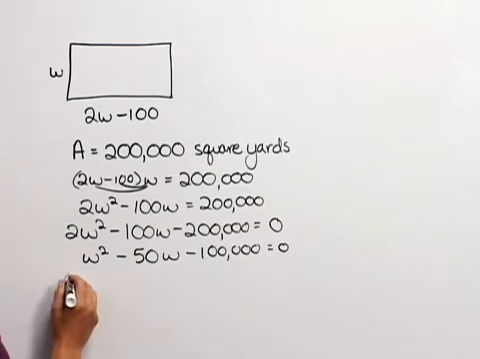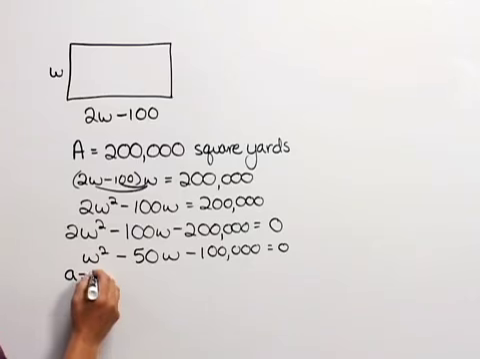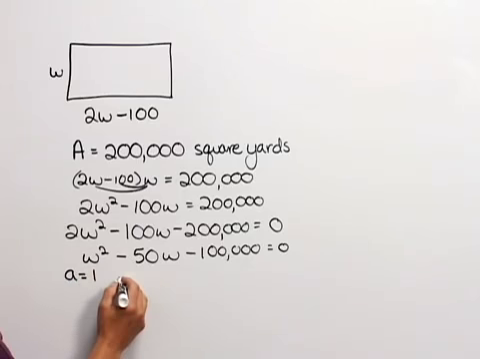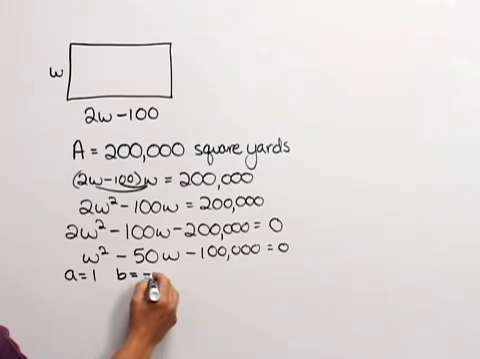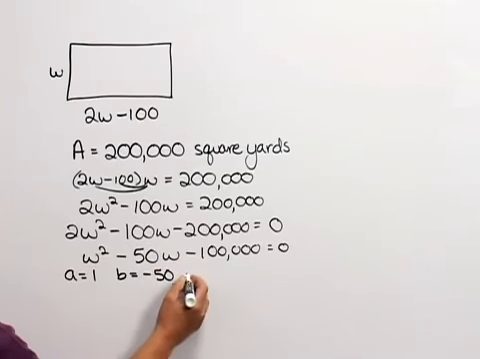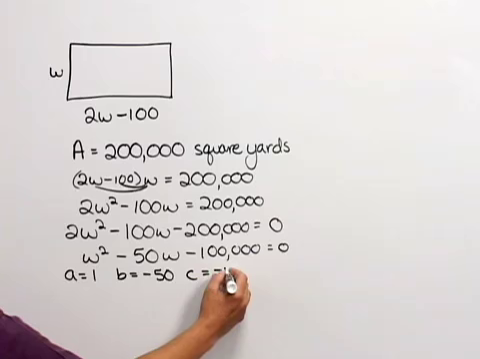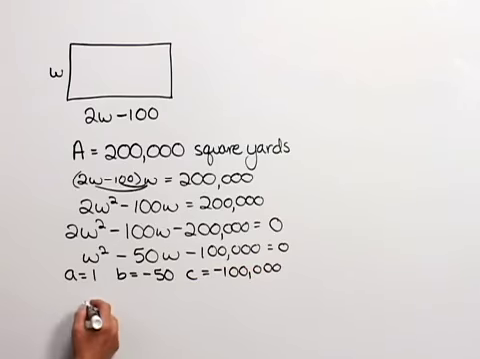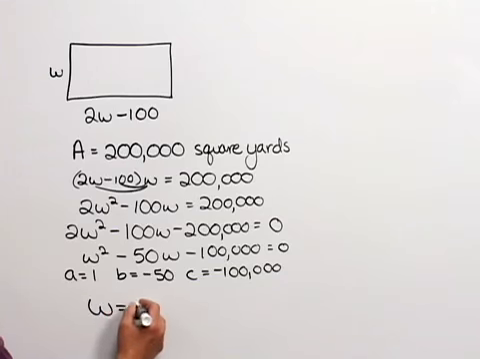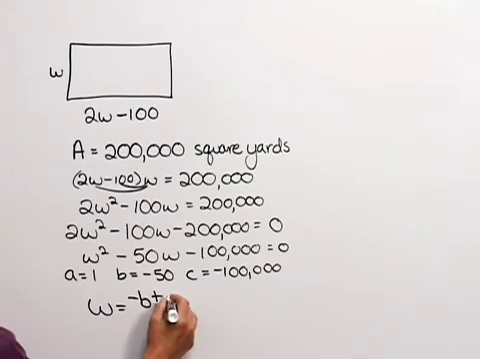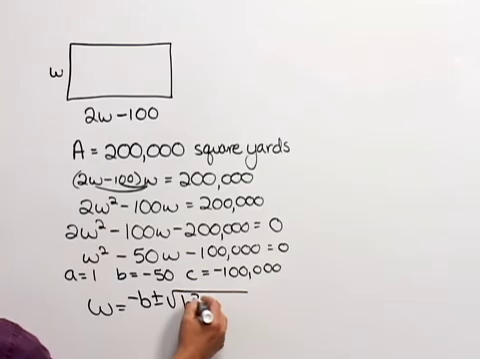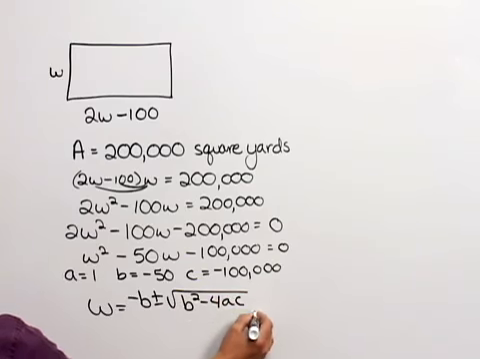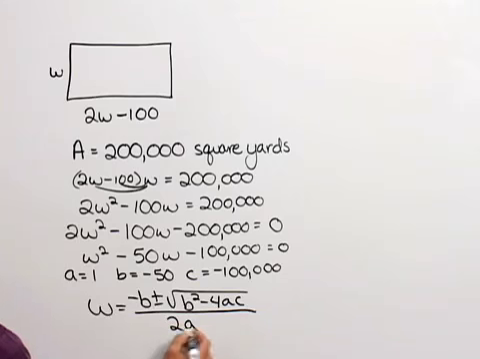Let's use the quadratic formula. A is going to be 1, since that's in front of the W squared. B is going to be negative 50, since that's in front of our W. And C will be negative 100,000. Our quadratic formula will be W equals negative B plus or minus the square root of B squared minus 4AC all over 2A. Let's plug these values into that formula and solve.